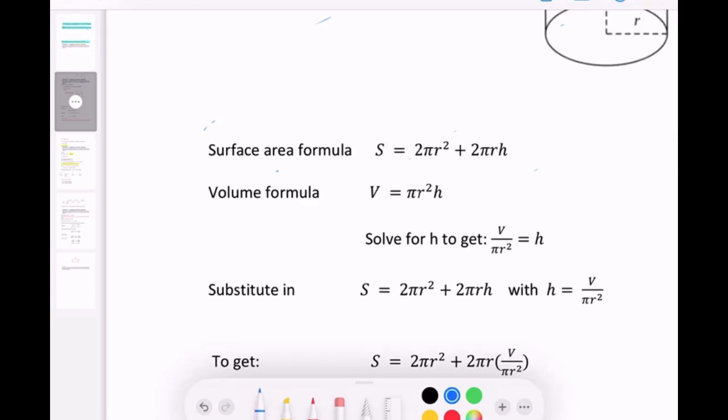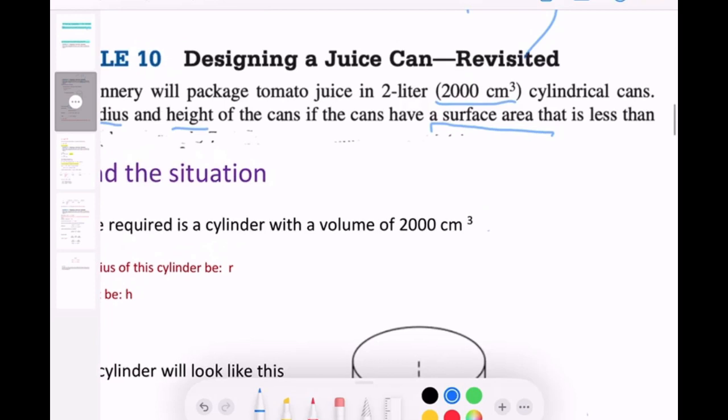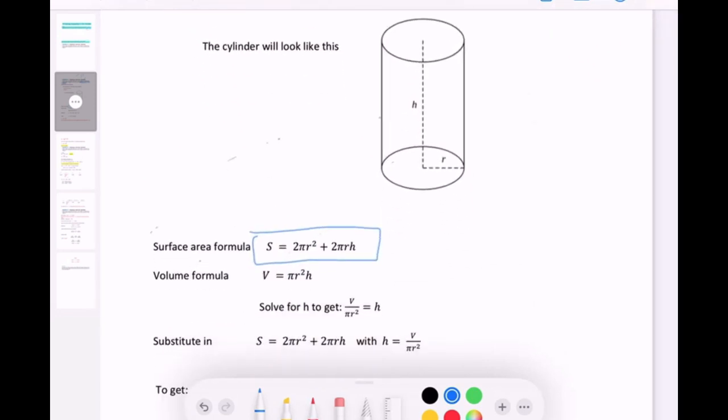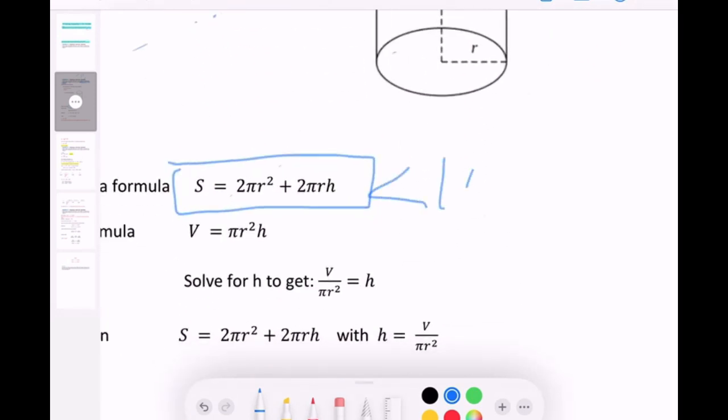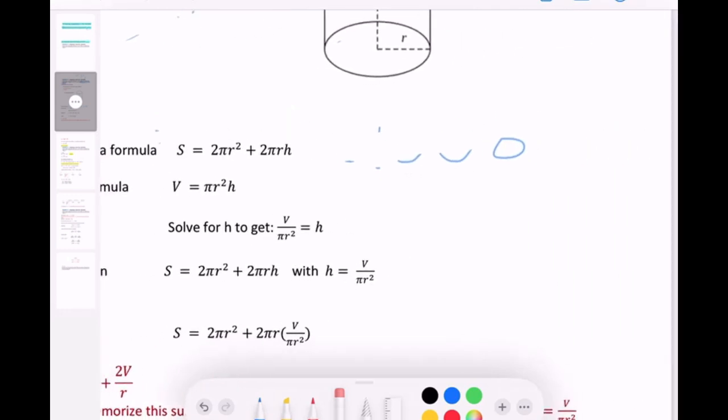So as I said, this is the formula of the surface area. Why do we need the surface area in this problem? Because the given information in the problem is that the surface area should be less than 1,000. That means we have to include the surface area in our problem. Now, we can see that our surface area contains 2 variables, R and H. So we have to eliminate one of these 2 variables, either R or H.